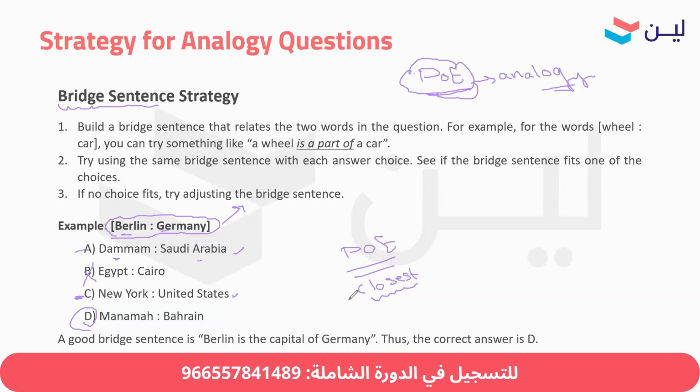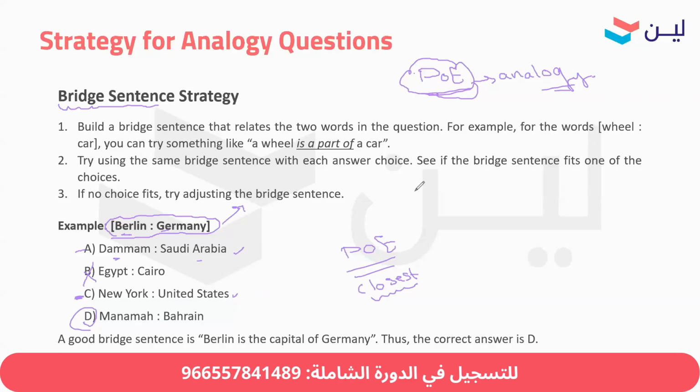So this is what we call a bridge sentence. You have it at the beginning. Once you build this bridge sentence in your mind, you try to find which analogy is the same. So here, the bridge sentence that relates the words is wheel is to car. Actually, the wheel is part of the car. So I'm looking for the choice that has a similar relation, right?